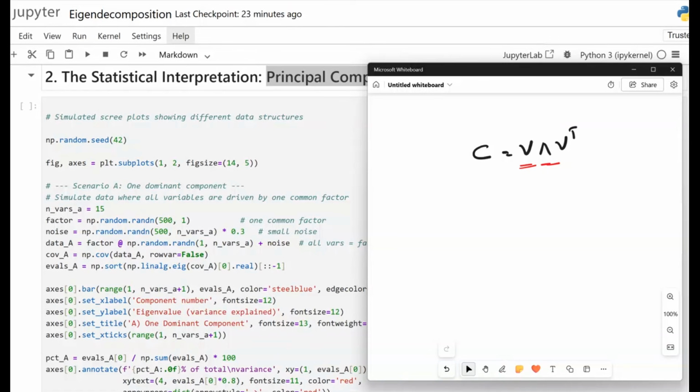A scree plot displays the eigenvalues in descending order. The shape of the scree plot reveals the structure of the data. If the dataset is dominated by one dominant pattern, the first eigenvalue will be much larger than the rest. If there are several independent patterns, there will be several large eigenvalues before the drop-off. Okay, let me just discuss it using the code.